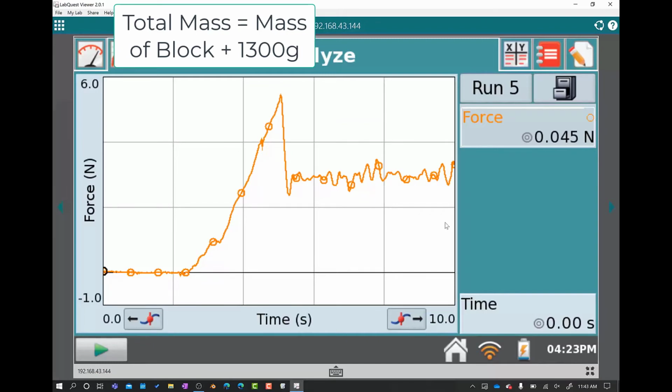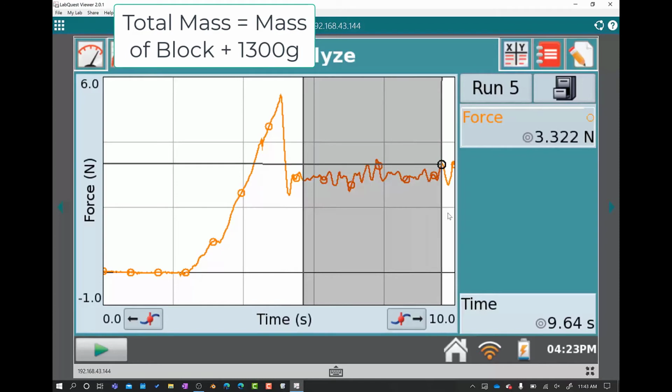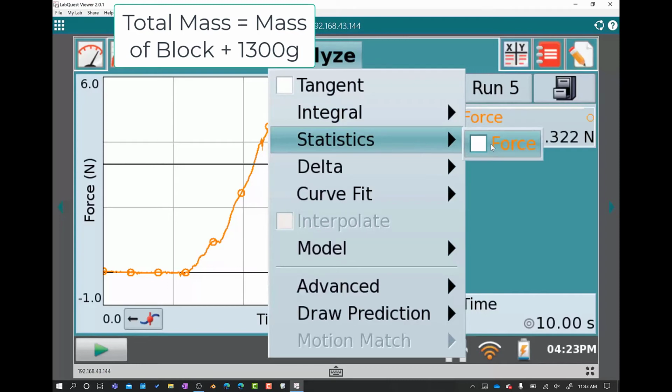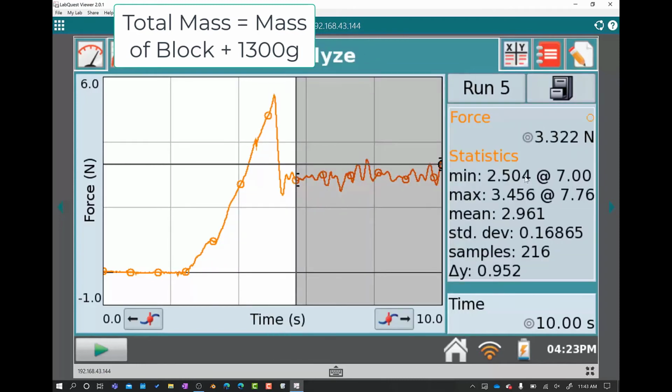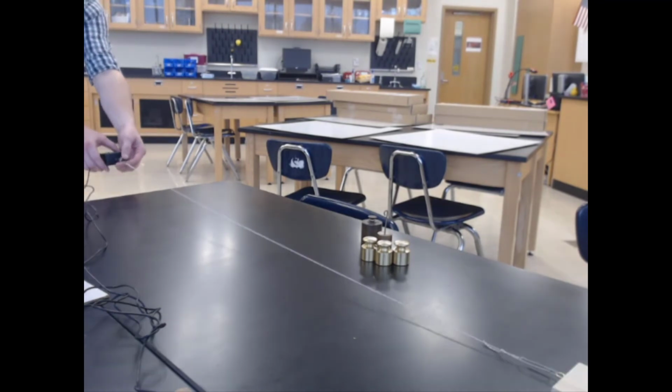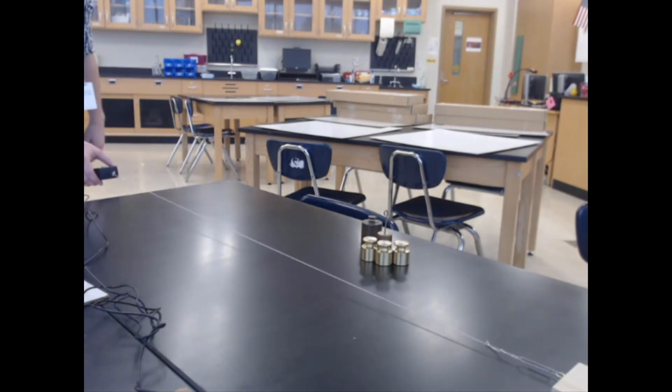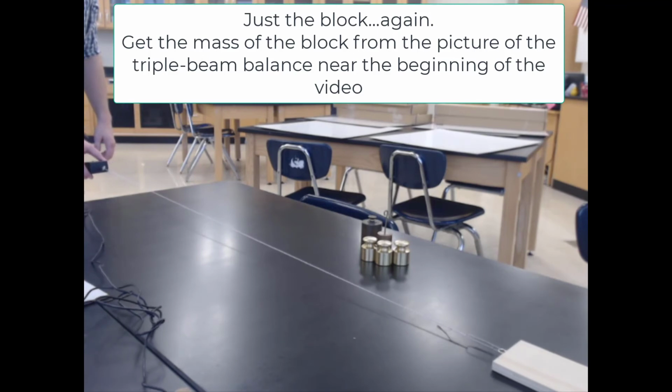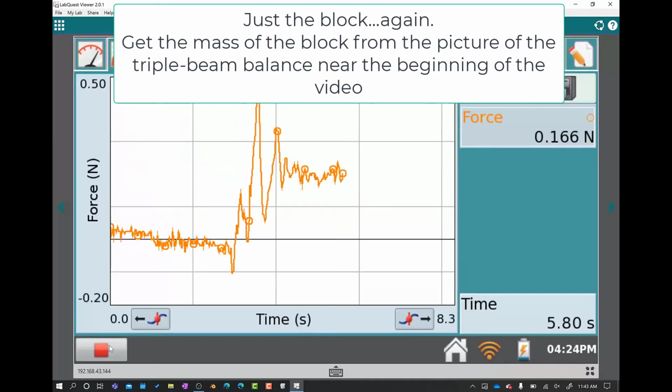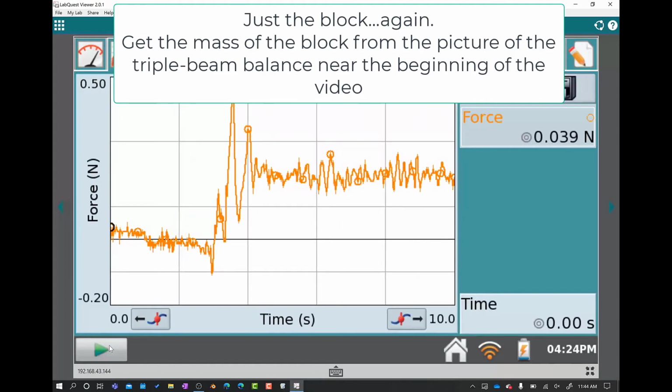All right, so that was 1,300 grams plus the mass of the block. Okay, so here we go, pulling just the block. I'm going to pull it, do my best to pull at a constant speed, and we'll see on the graph the big peak. That's the maximum force I had to pull to break the static friction and get it moving. And then you'll be able to see that lower, more or less constant value of the kinetic frictional force.